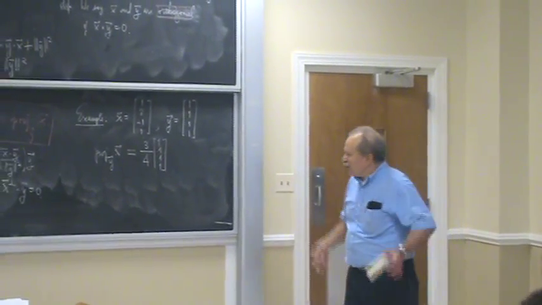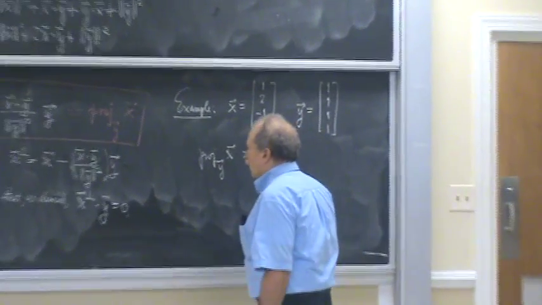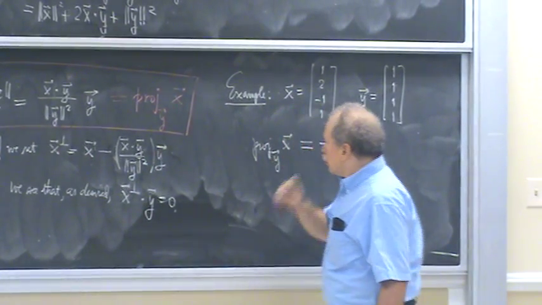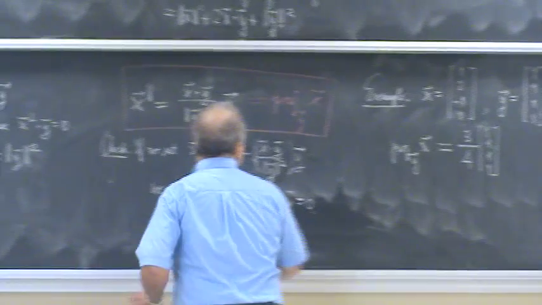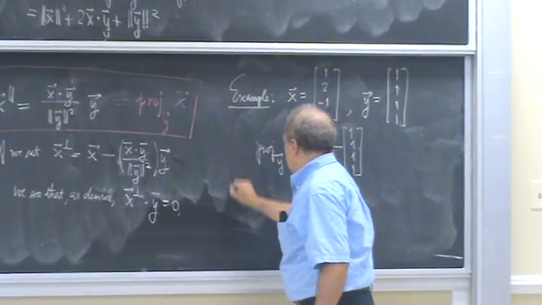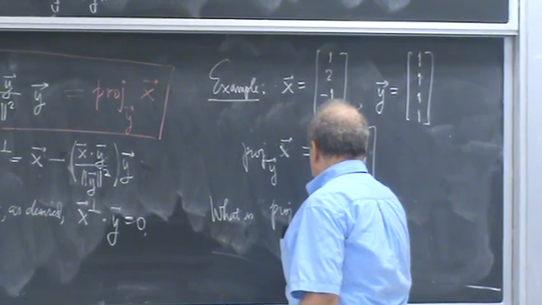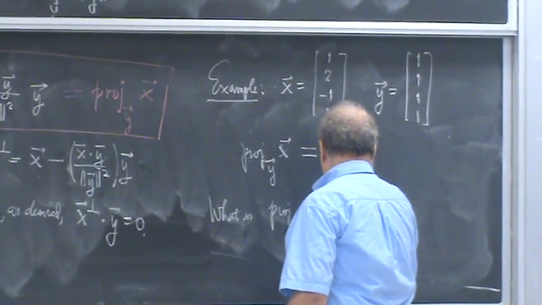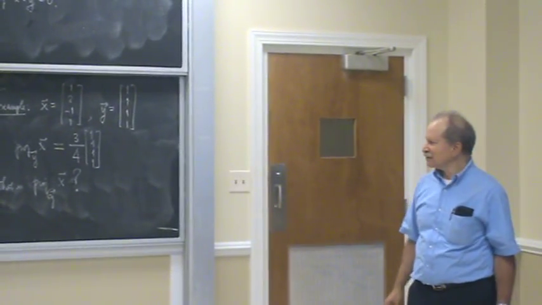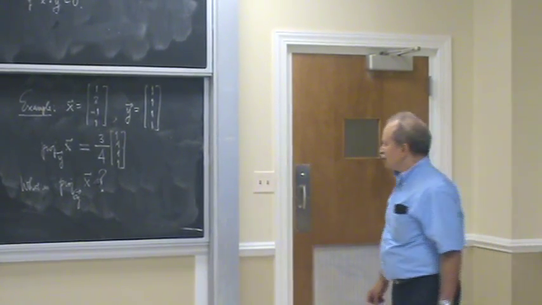Now, okay, big deal. So what does this tell me? Well, I want to make one comment, and then I'm going to get back to the geometry question. If I took this vector for y and asked you what the projection is, you get that answer. What would you get if I asked you for the projection of x on 6y?